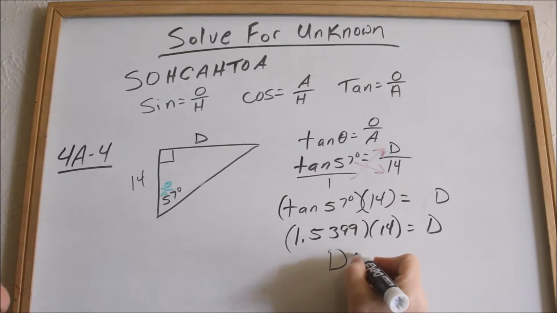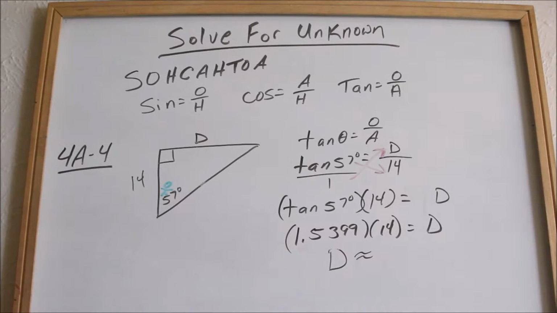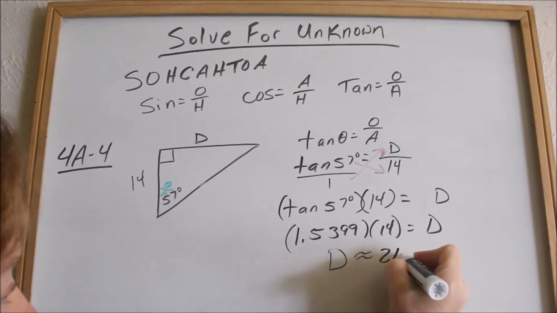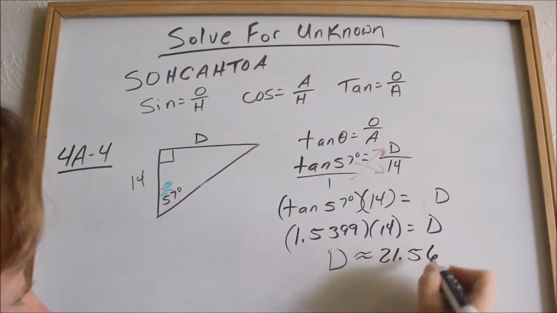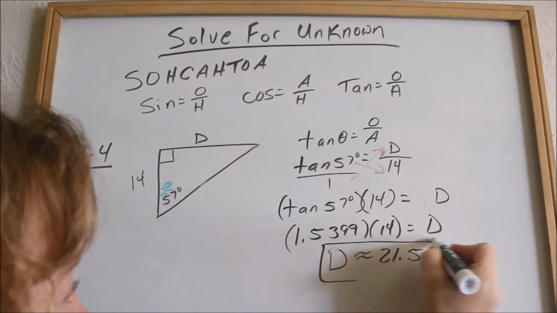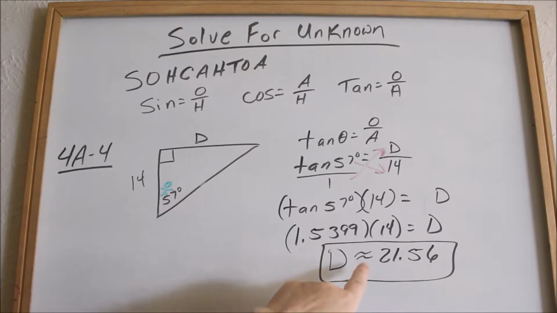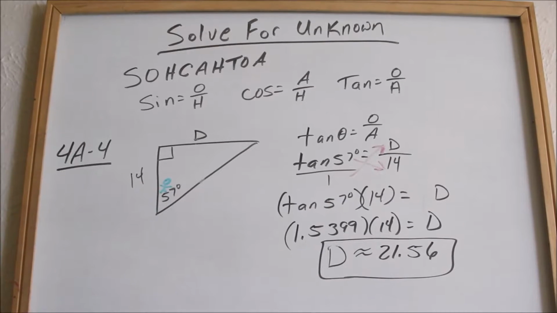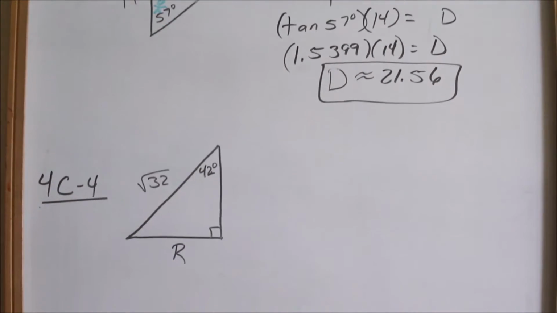You'll also see this in the back of the book. This means approximately. So D is approximately, rounding to 2 decimal places, 21.56. And again, I'm not putting any units on it because there are not any units specified on the lengths of the sides of the triangle. So I will not have units, and that symbol in the back of the book and the solutions means approximately. So, alright, now let's look at 4C4.